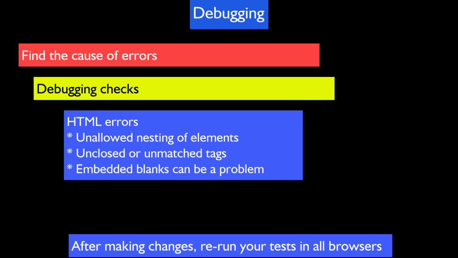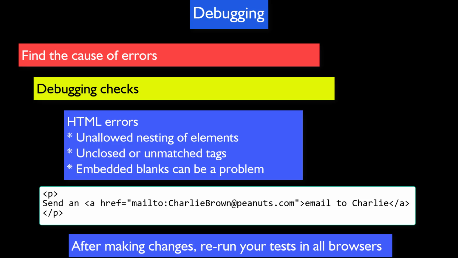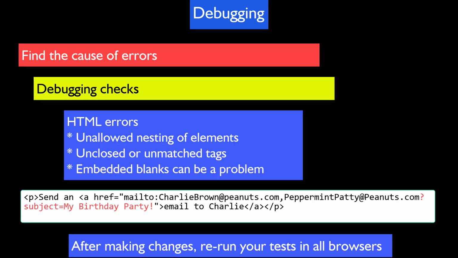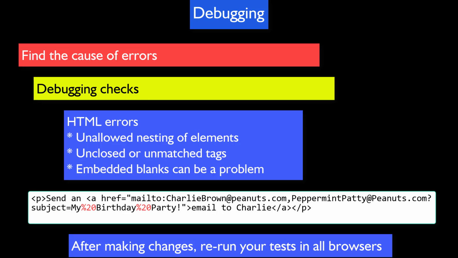Embedded blanks can be a problem in some situations. For example, you may recall from the lesson on links, we described how you can set up an emailed link. So we have a paragraph tag, send, and then an A tag, and our href is a mailto format. And then end the A tag, email to Charlie, and then the /A. You can even include a subject line, you may recall. So in this example, we're mailing it to 2 people, Charlie Brown and Peppermint Patty. The subject is my birthday party. Well, in some situations, the blanks can cause a problem, and you may have to use a special notation using %20 to represent spaces. So that shows up in this example, my%20birthday%20party. The rationale for this is beyond the scope of this course, but I wanted to give you a heads up that this may occasionally be needed.